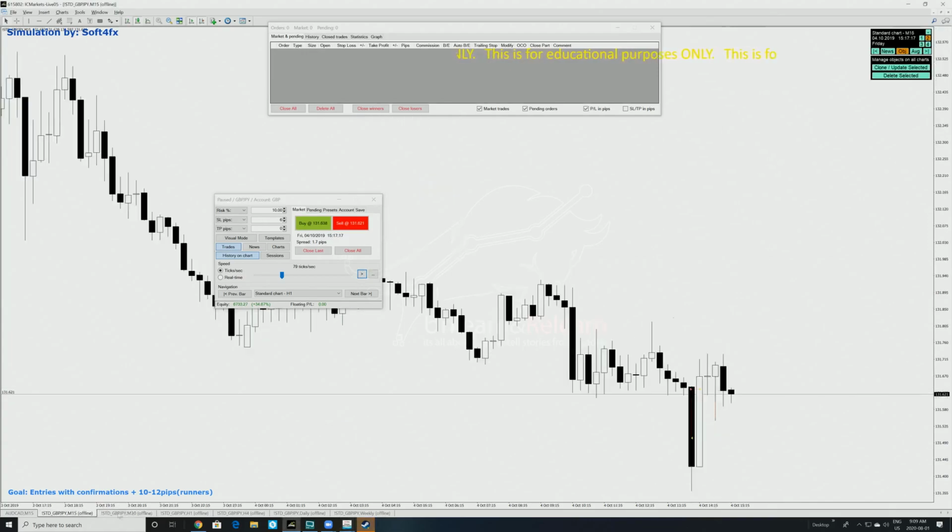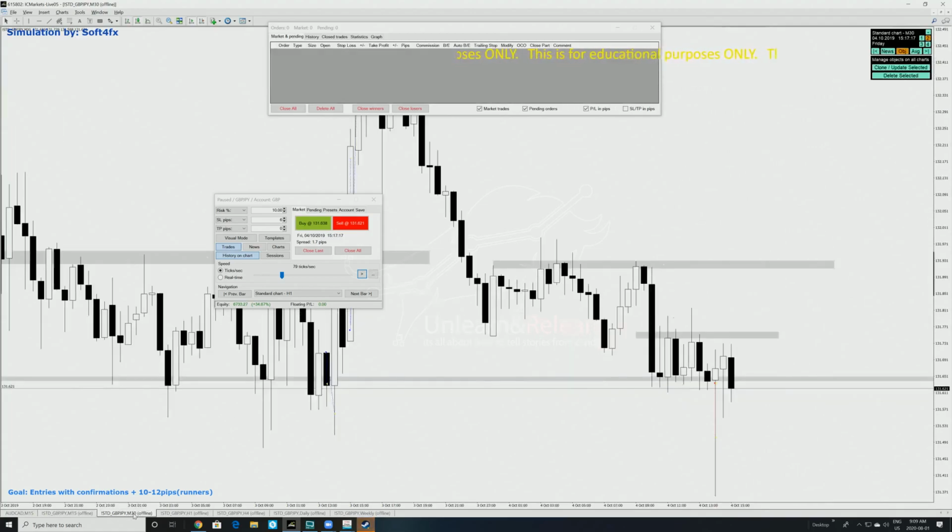Breaking down. 15-minute is also respecting this area right over here. Look at that. We're respecting that area right over there. Oh, look at that, man. All right, NFP is coming up in 9 minutes here. NFP is coming up in 5 minutes here now. All right, 3. Wow, look at that.